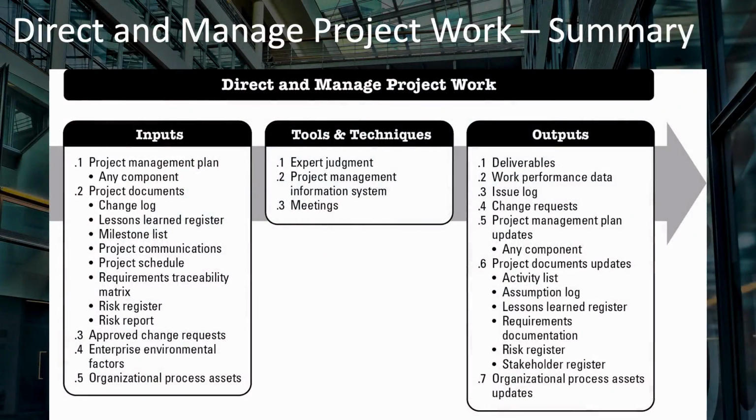Do you remember the primary inputs, outputs, tools, and techniques of direct and manage project work? The primary outputs are the deliverables and work performance data, which come only from this process. Plus, just about anything can change or need to be updated as a result. The inputs are also just about anything, but of particular note is approved change requests, which are an input to this process, which is the only process that implements changes. The tools and techniques list is relatively short, with expert judgment and meetings, plus your project management information system.